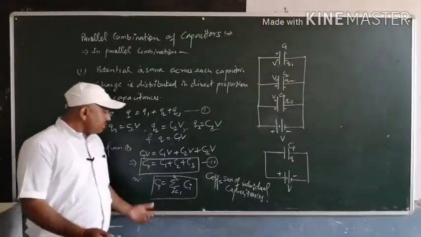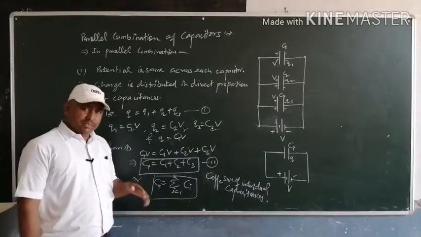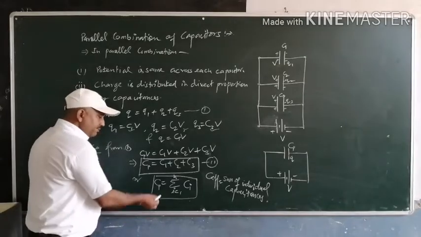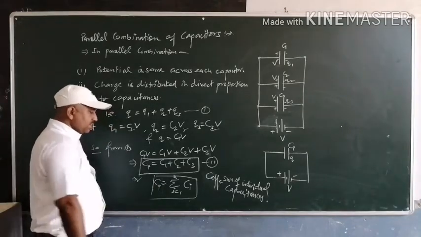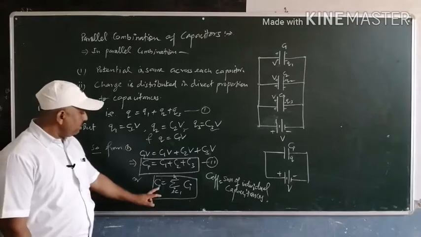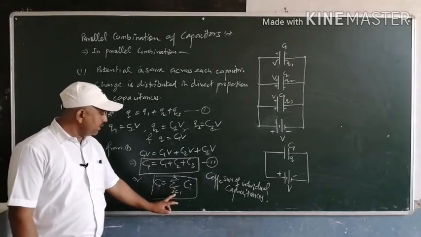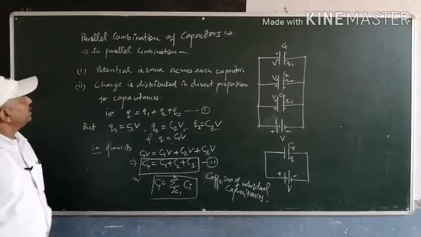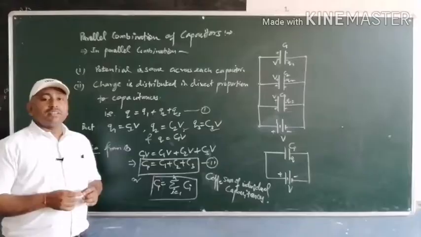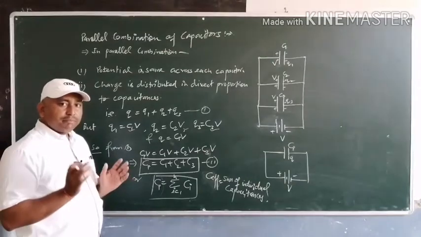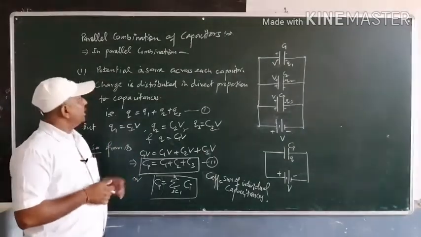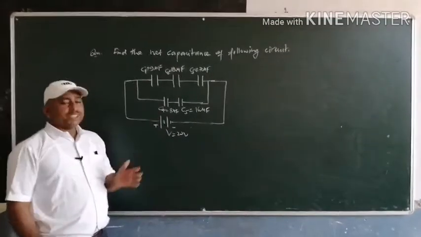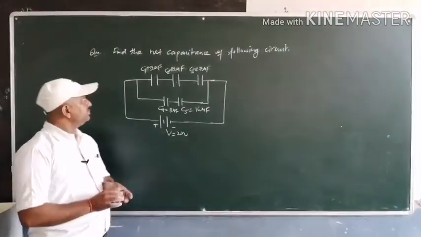If we have n capacitors, that is C1, C2, C3 and so on, the net effective capacitance of these capacitors will be equal to the sum of Ci from i equals 1 to n. This is all about the parallel combination of capacitors. Let us solve some numerical problems on the combination of capacitors, based on the combination of capacitances.